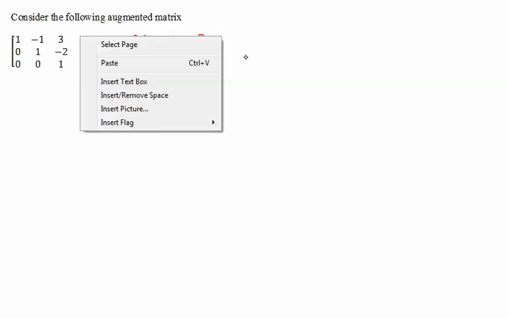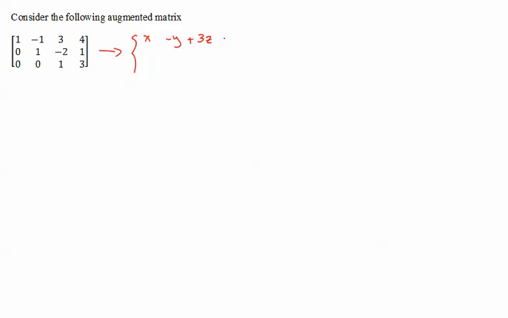So if we have this augmented matrix, we can write the system back. So we write x minus y plus 3z equal to 4. And here we have 0x, we don't need to write it, so we have y minus 2z equal to 1, and we have z equal to 3. This augmented matrix is in what is called row echelon form, which we're going to review later, and it helps us solve this system by back substitution.